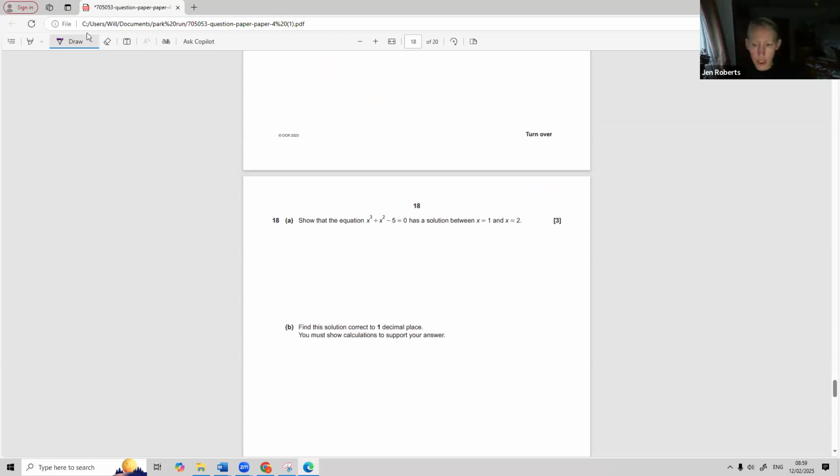Show that the equation x cubed plus x squared minus 5 is equal to 0 has a solution between 1 and 2. So if I put 1 into the equation, 1 cubed is 1, plus 1 squared is 1, take away 5, we get an answer of -3. If I substitute 2 into this equation, 2 cubed plus 2 squared minus 5, I get an answer of 8 plus 4 minus 5, which is 7. Hang on, I forgot my minus there, didn't I? 1 plus 1 minus 5.